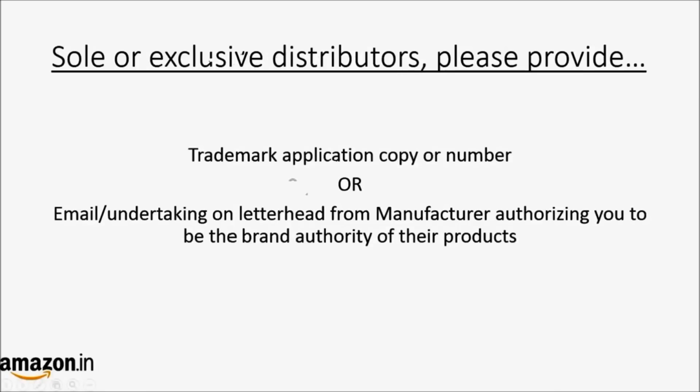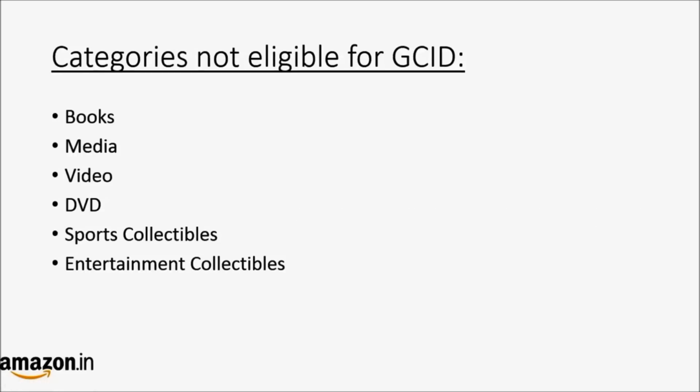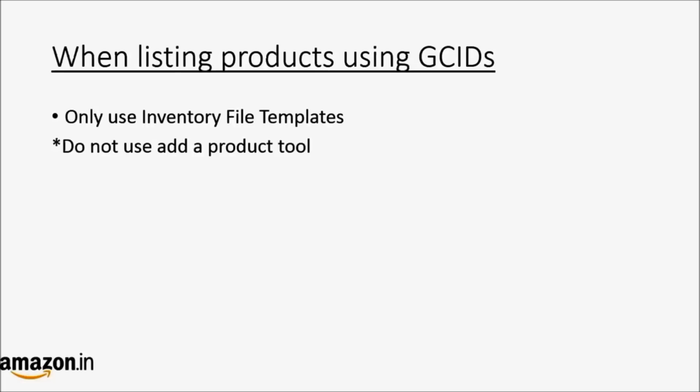There are a few categories currently which are not eligible for GCID, which are books, media, video, DVD, sports and entertainment collectibles. Also, one more thing that you should keep in mind is that when you're listing your products using the GCIDs, you should only use inventory file templates and not the add a product tool.